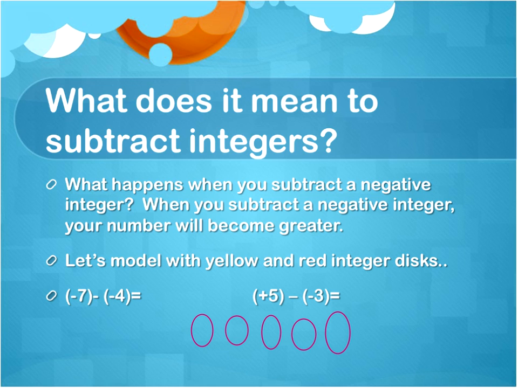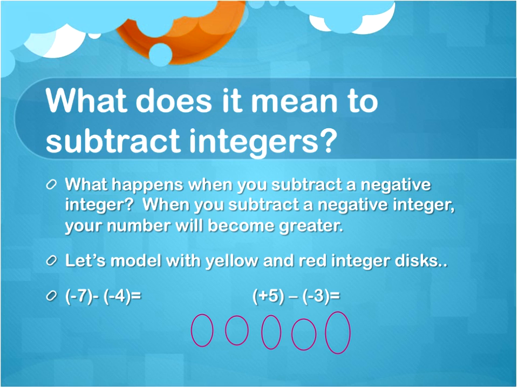Now, can I subtract -3 at this point? Yes or no? Do I have any negative integers on there at all? Integer discs? Well, I don't have any because negative is yellow. I've only got positive. So I have to create something where I'm going to get yellow. How many yellow do I need in order to subtract them? How many yellow do I need? I need 3.